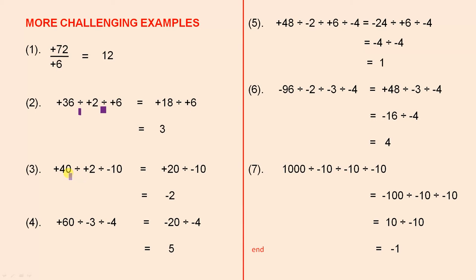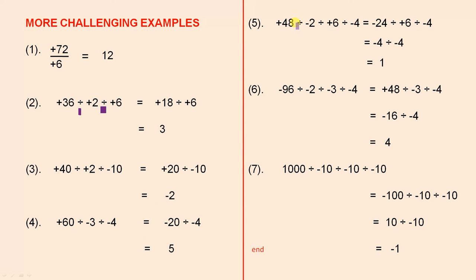Next example, 40 divided by plus 2 gives you plus 20. Then plus 20 divided by minus 10 gives you minus 2. Because plus divided by minus is minus. This one here. Plus 60 divided by minus 3 gives us minus 20. So minus 20 divided by minus 4 gives us plus 5. Minus divided by minus gives you plus.